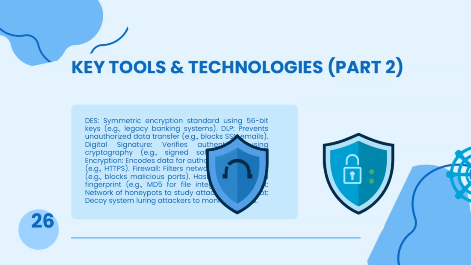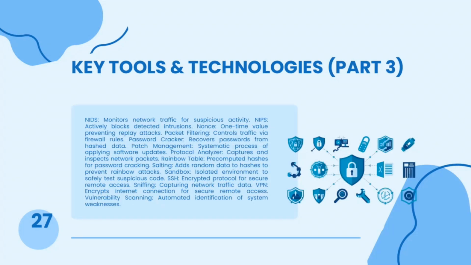Let's dive into some key tools and technologies that keep our network safe. We have NIDS, which watches network traffic for anything suspicious, and NIPS, which takes it a step further by actively blocking threats. Then there's packet filtering, the firewall rules that control what gets through.